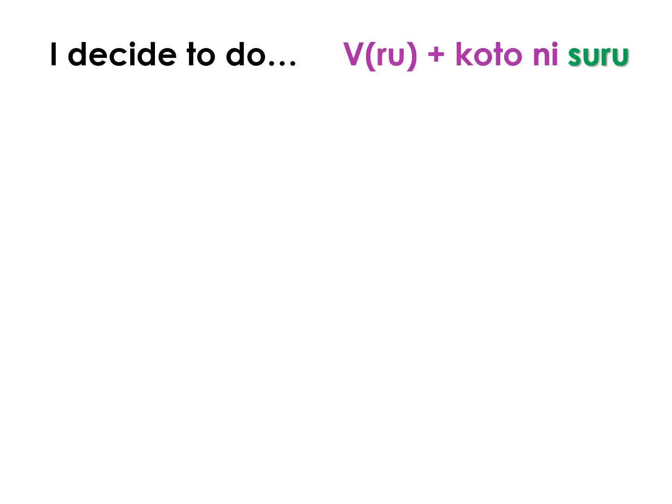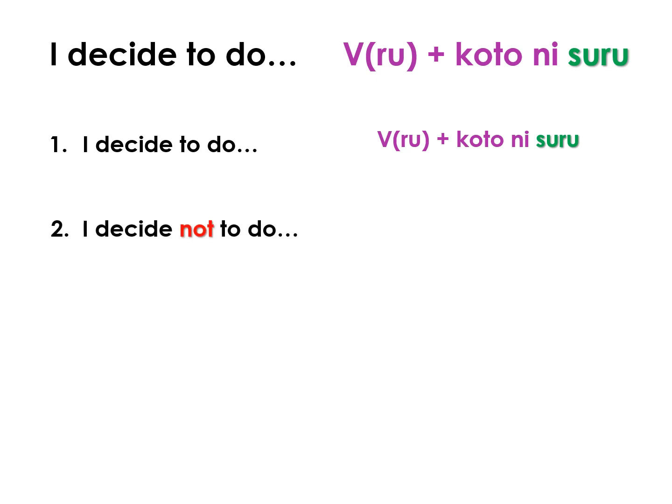Now, ru koto ni suru has 4 variations. The first is "I decide to do," or ru koto ni suru, which is the original formula. Then we have "I decide not to do," which is nai koto ni suru. The verb in the subordinate clause is what's conjugated to the nai form, and not the suru at the end.